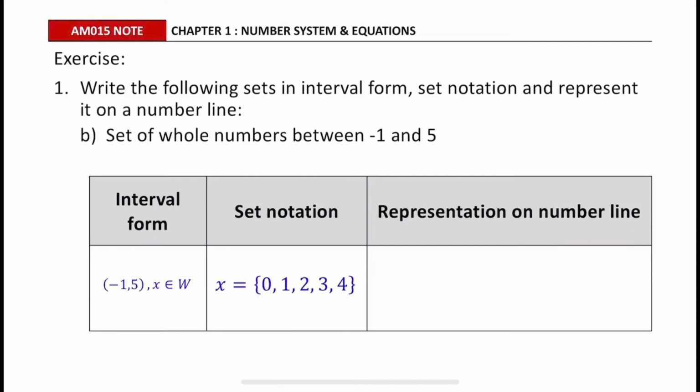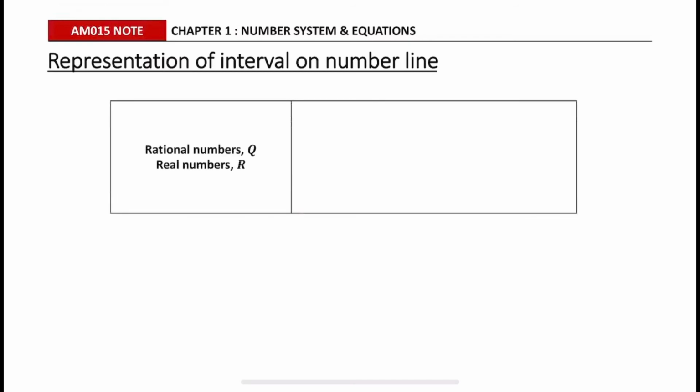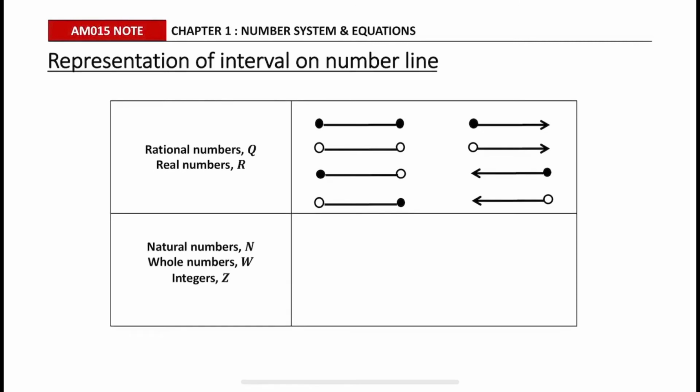To represent this on a number line, we must draw the number line with every point from -1 to 5. Then, draw the dense circles on the whole numbers from 0 until 4. So, there are two different ways to represent an interval on a number line. It depends on the classification of numbers. If the interval is defined for rational numbers or real numbers, then we draw circles and join with a line. If the interval is defined for natural numbers or whole numbers or integers, then we draw dense circles on every number included.